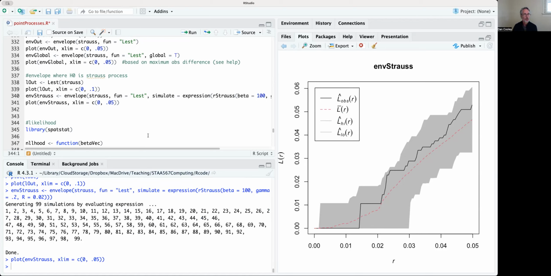Okay, so that wraps up our discussion of the K and the L function. We're going to return to talking about inhomogeneous Poisson processes. And what we want to do next is estimate that underlying intensity function. So that is where we will go from here on the next recording.